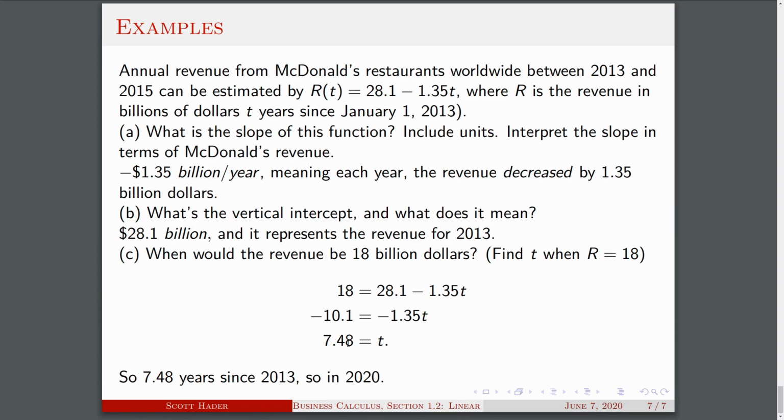And then I just got to remember what t means. T means the years since 2013. And so 7 years after 2013, that's 2020. So 0.48, that's like half. So it's like halfway into 2020. So it's in 2020. All right. So the answer would be in 2020 is when the revenue crossed $18 billion.